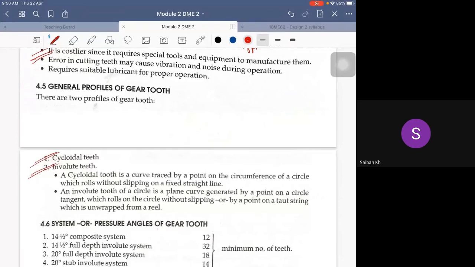Suppose, how does the involute tooth profile form? I would take a circle, and I would take a small piece of a rod like this. I would place this particular rod on the circle. Now I would roll this particular line onto the circle, and mark a point on this line. Whatever profile it generates is known as the involute profile. Got it? What do you mean by involute profile?